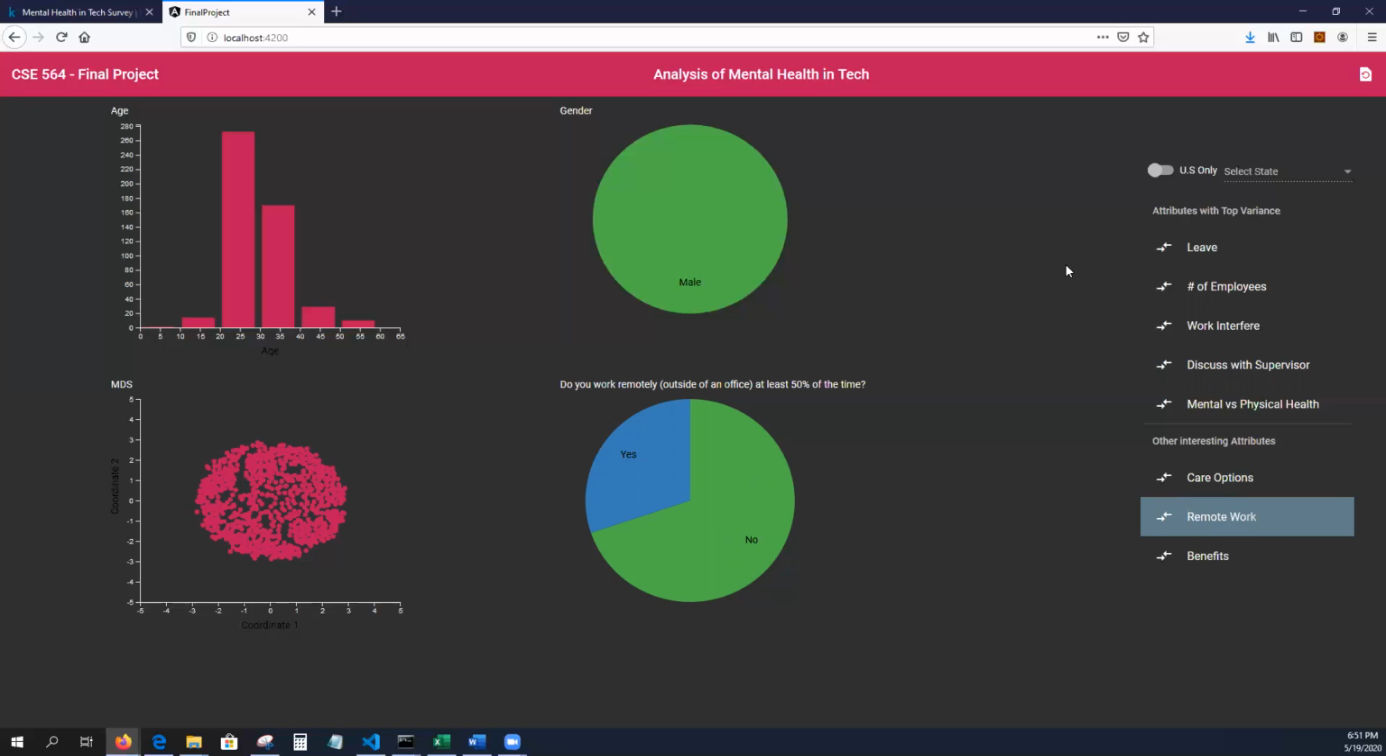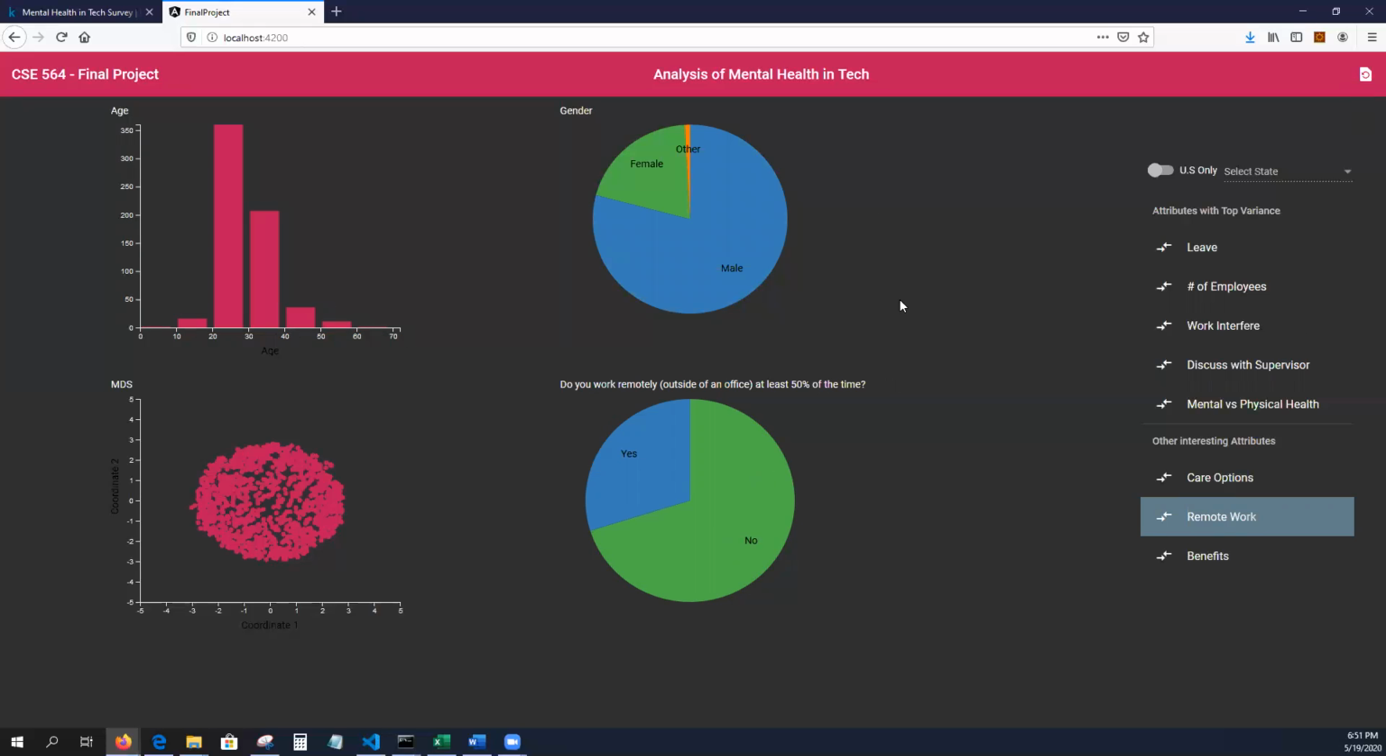We'll just go through the other features of the dashboard as well. This is a reset button which will reset the entire dashboard. Since we saw the data specifically for males, now we can filter on female data and see how things change from male to female. Remote work remains the same between male and female.